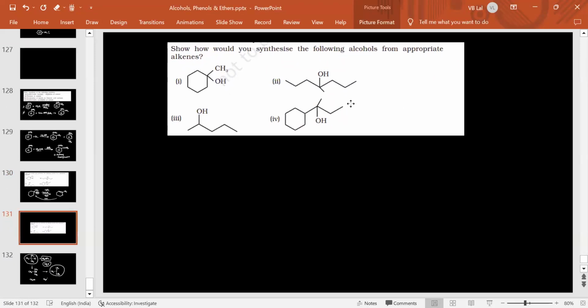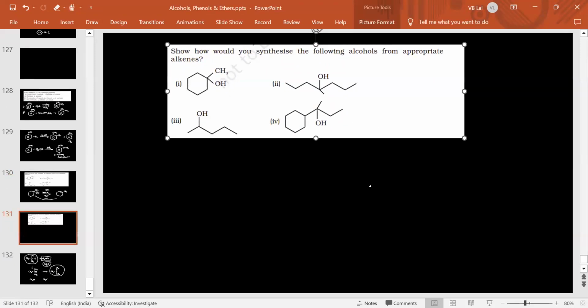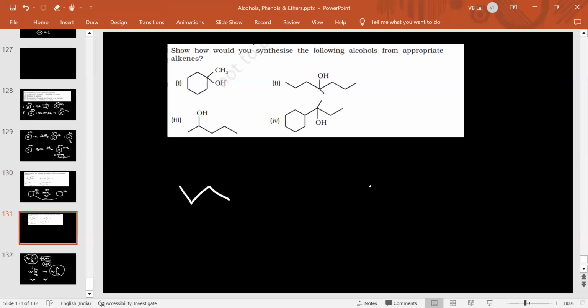Now take the second one. Second one is the C carefully. Here there is OH and here there is a CH3 here. Now I have to remove OH. So I'll remove OH from here and H from the adjacent carbon atom.